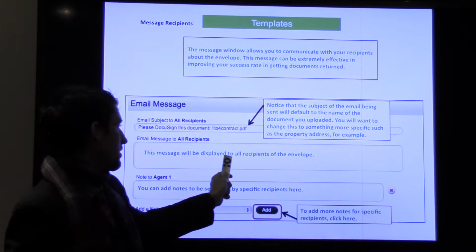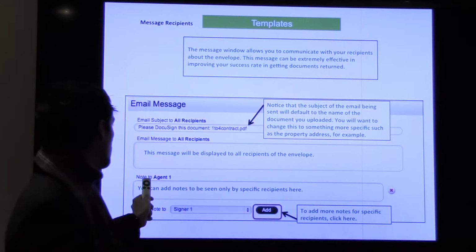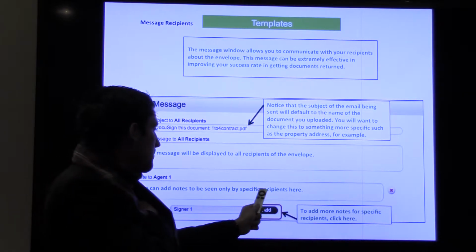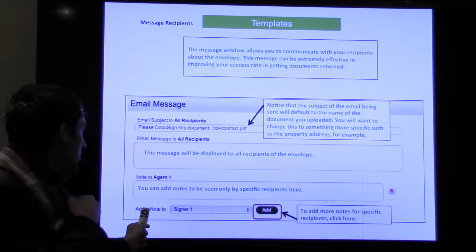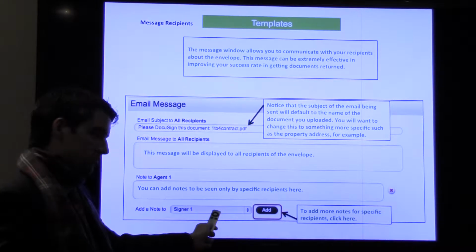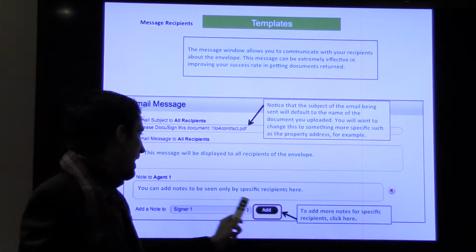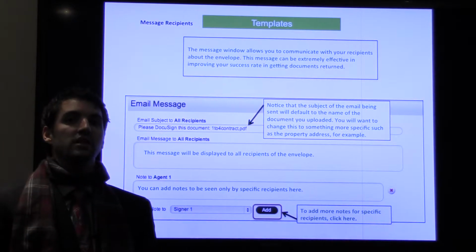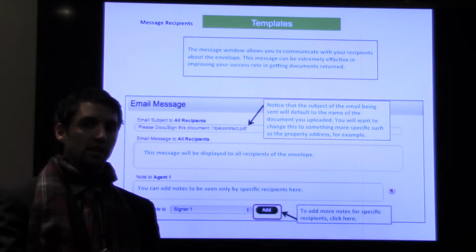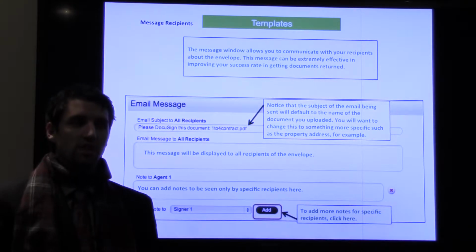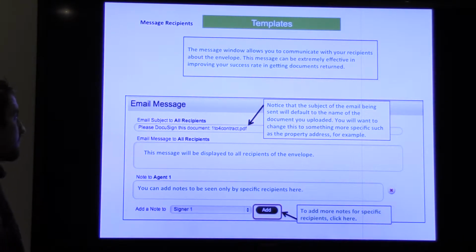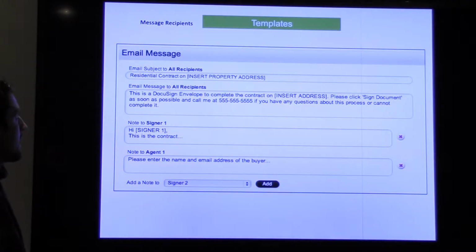This message will be displayed to all recipients of the envelope. Note to agent 1. You can add notes that will be seen only by specific recipients here. If you want to add a note for signer 1, you'll click whichever one you want to add, click add, and then a box will come up. You'll type that, and then you'll save this template, and you don't have to do this over and over again. Now there might be one or two things you might want to change, but that takes literally seconds. So this is what it'll look like.